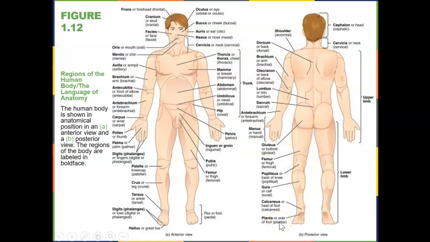All right, so the human body here is shown in anatomical position. Anatomical position is with the human body facing you and the palms facing upwards. So this is the palm of the hand, the palma or palmar surface of the hand.